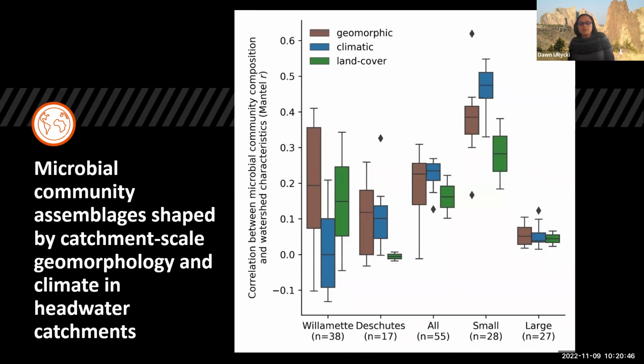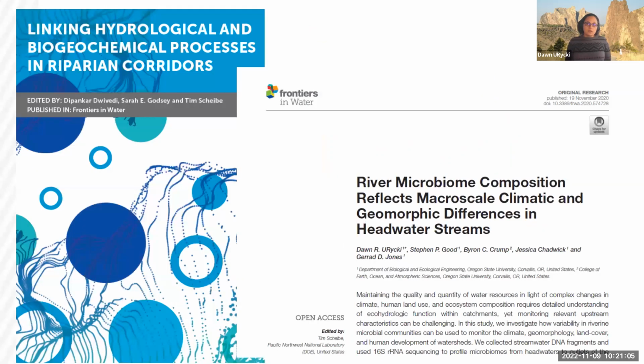Since smaller catchments are typically headwater streams and upper reaches, this difference in correlation between small and large catchments may be evidence of a largely terrestrial derived microbial community that's shaped by the catchment that transitions to a stable freshwater community in lower reaches. So we published those findings in Frontiers in Water in 2020, which is how we came to the second hypothesis, which is the paper that we're discussing today.